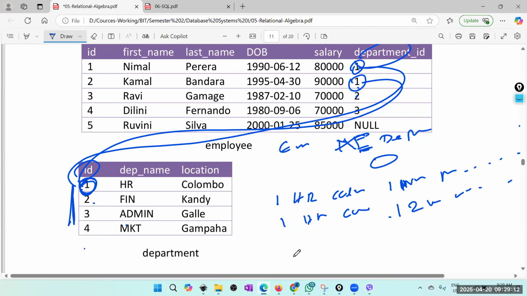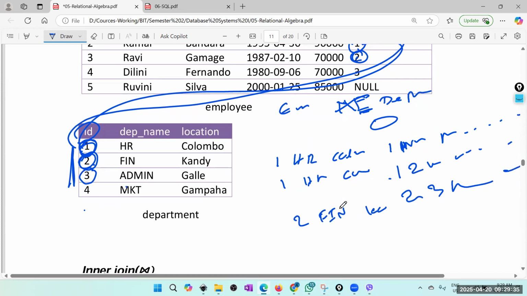Then 2 finance Kandy. Then see which is connected to 2. This guy. That is again 2. Right? 2. That is 3 Ravi Gamage. Then take 3, because that's all. Then 3 admin Galle. Then see who is connected to 3. Only 1 record. That is again 3. And then 4 Dini Fernando and so on.